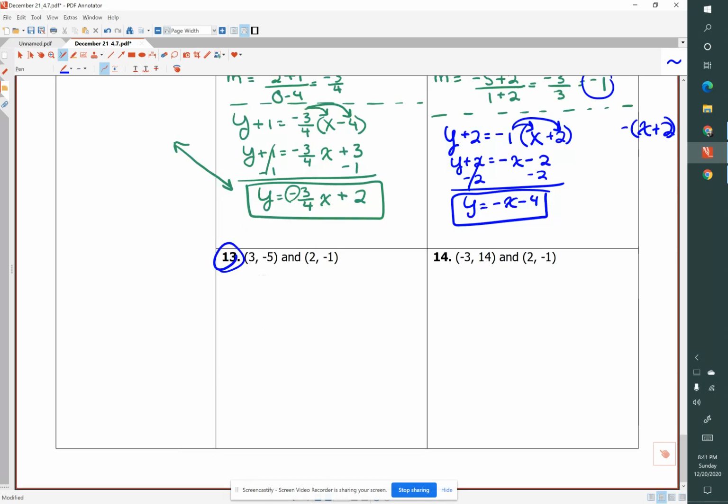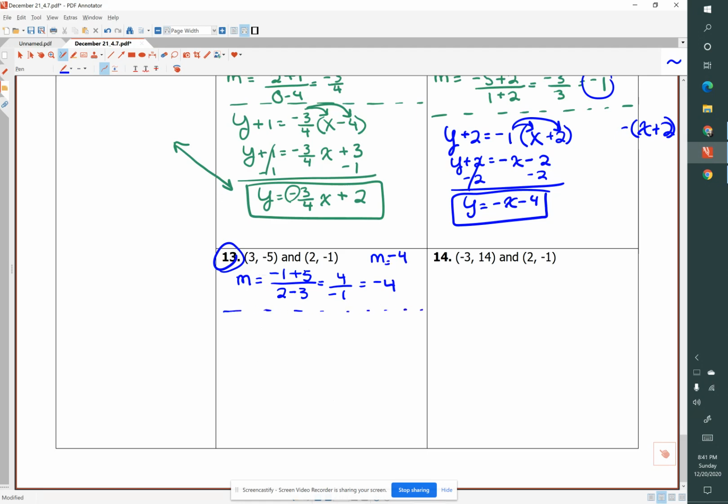Okay, let's do number 13. Our slope equals negative 1 minus negative 5, which is plus 5, divided by 2 minus 3, which equals 4 over negative 1, which equals negative 4. So our slope is negative 4.